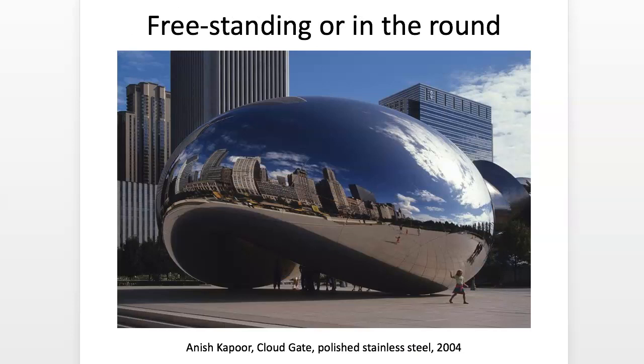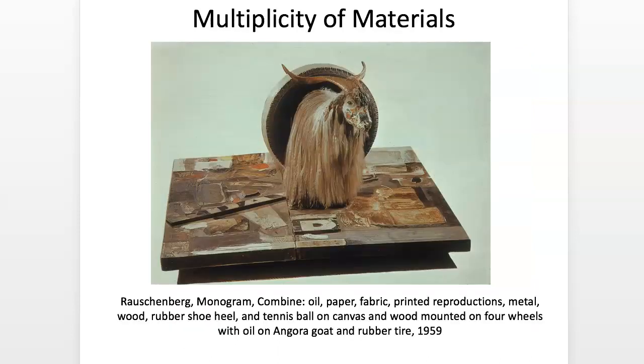I'm keeping it fairly traditional, but especially in modern and contemporary artwork, there are pieces made out of all sorts of materials. This is a good example from 1959. The listed materials include oil, paper, printed reproductions, metal, wood, rubber, shoe heel, tennis ball, canvas, wood mounted on 4 wheels with an Angora goat and a rubber tire. So we're talking about a crazy number of materials here, right?